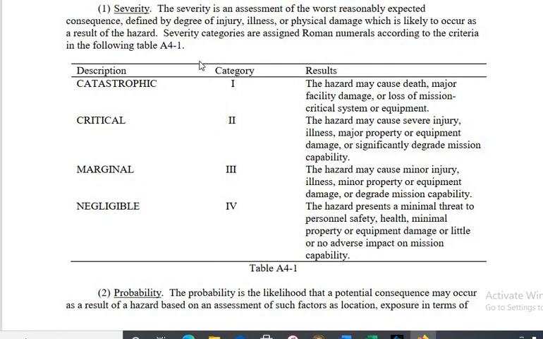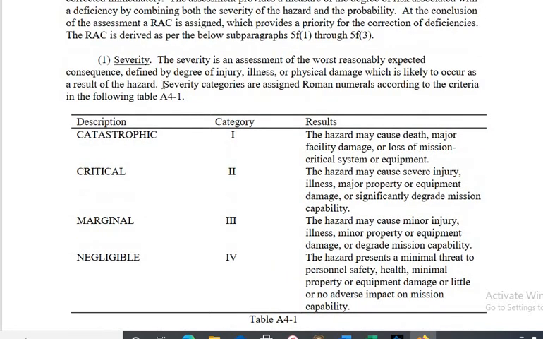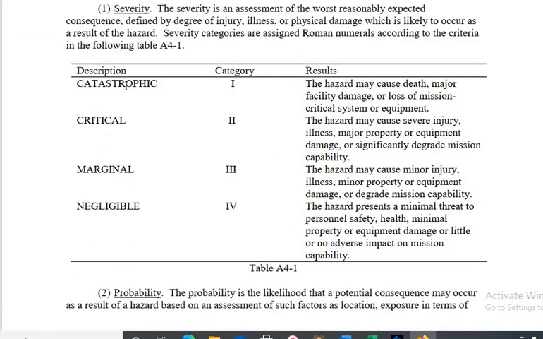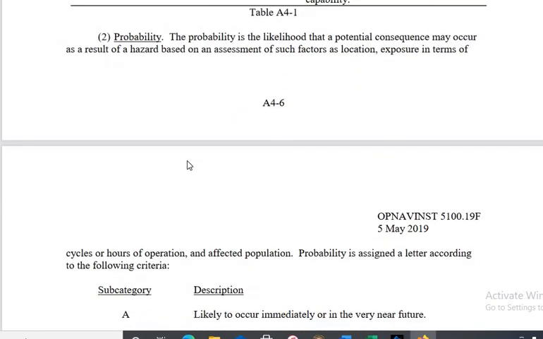The two things I look for when determining the RAC code are one, severity, and two, subcategory. So severity, catastrophic. Yeah, that sounds pretty bad. Defined as can cause death, major issues, or major loss of readiness. Critical, next step down. Marginal, next step down. Negligible, we should probably fix it. So again, Roman numerals: catastrophic number 1, negligible number 4.